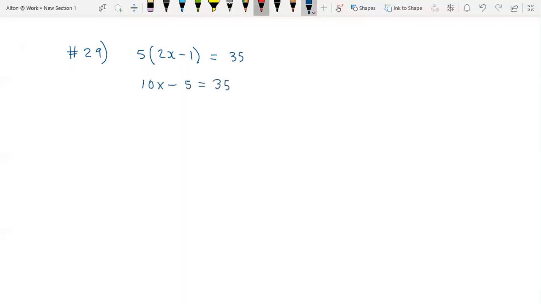And of course, we're going to add 5 on both sides. So this will give us 10x minus 5 plus 5 is 0, and 35 plus 5 equals 40. And then we divide by 10 on both sides. So we get x equals 4. Let's check the answer on that one. x equals 4, that is answer D.